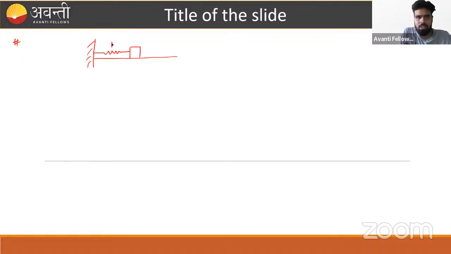This is the spring constant K, and this is again spring constant K. A block M is connected in such a way. We have to find out what is the time period of SHM. Actually, we slightly displace this block M from its equilibrium position.